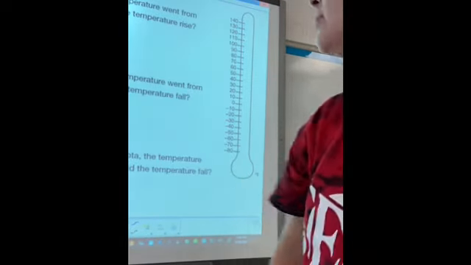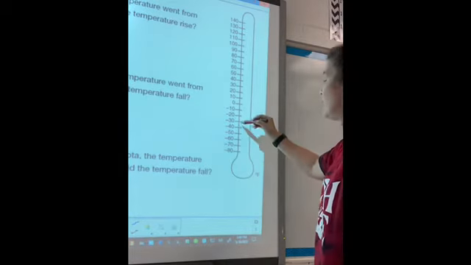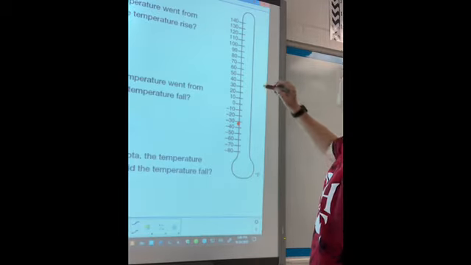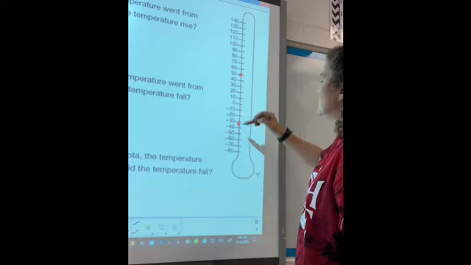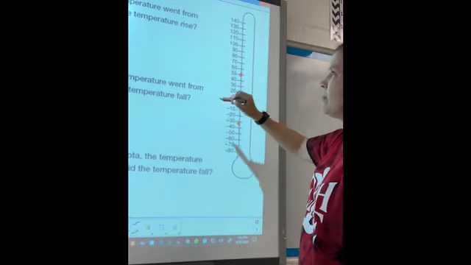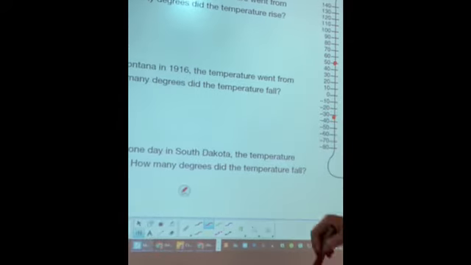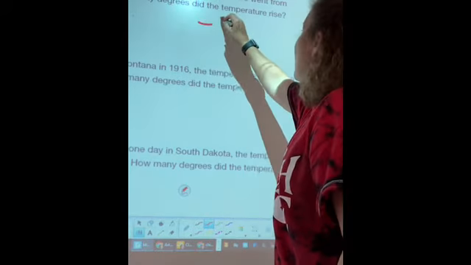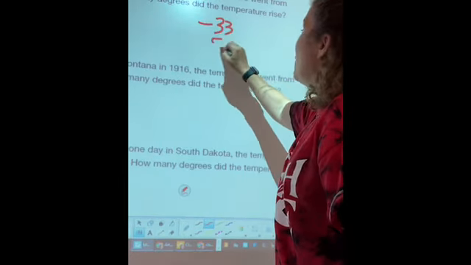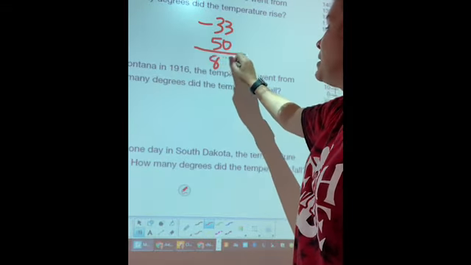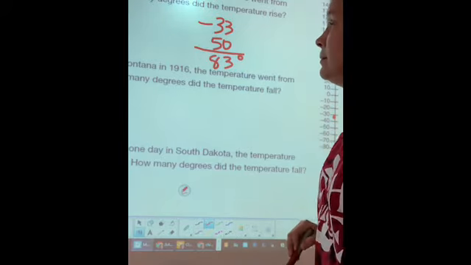You have a thermometer. It tells you that you're going from negative 33 to 50 degrees. So that means you're going all the way and we're counting. So let's just write it out instead of counting it individually. If I'm at negative 33 and I go up 50, I don't worry about the sign there. I'm just going to add them together, and I've gone 83 degrees.